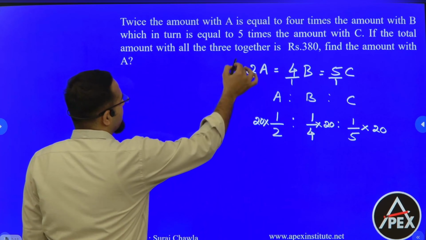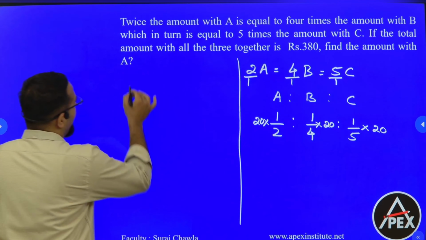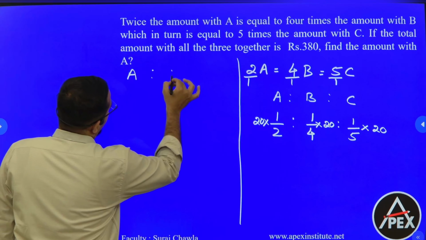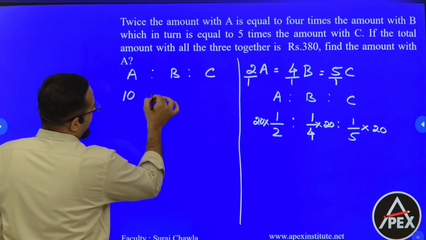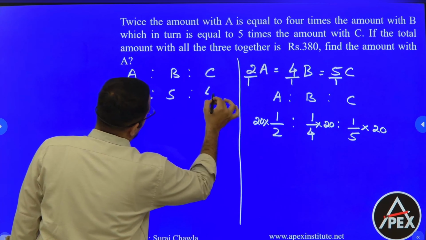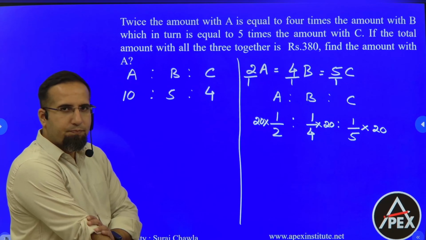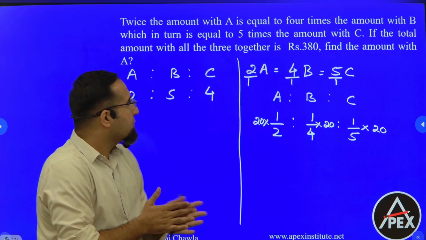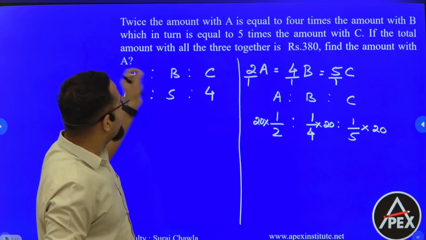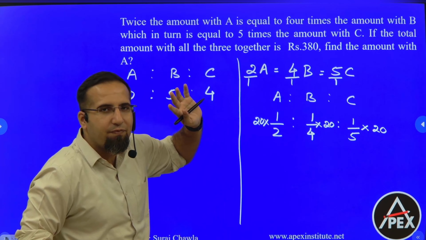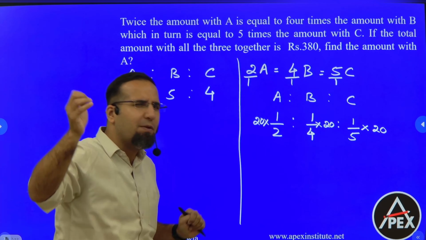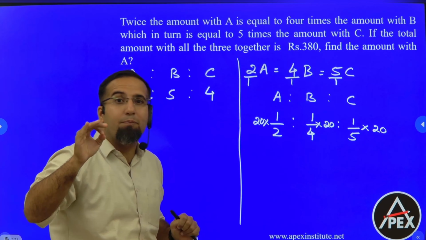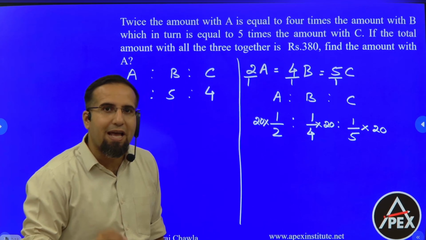Right? So this becomes my rough part. Let's come down to the final part. So the final ratio of A is to B is to C is 10 is to 5 is to 4. Clear? Now if the total amount with all the three of them together is 380, find the amount with A. Now we have ratios, we have total. What is the best method to calculate guys? The best method to calculate becomes the fraction approach.